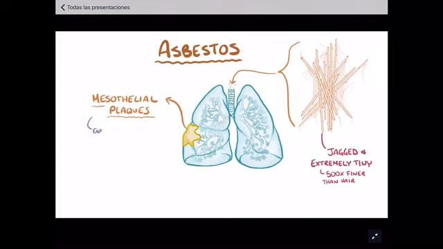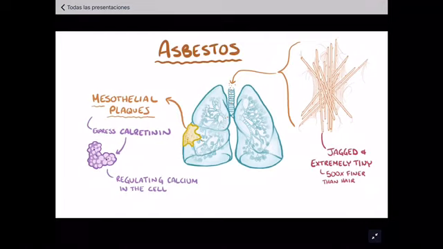Interestingly, these growths start to express a lot of calretinin, a calcium binding protein involved in regulating calcium levels within the cell. And this is something that helps distinguish mesotheliomas from other types of tumors.